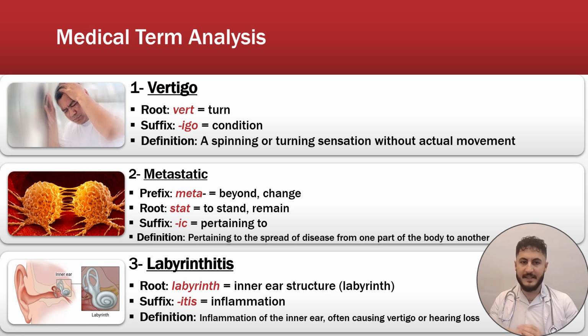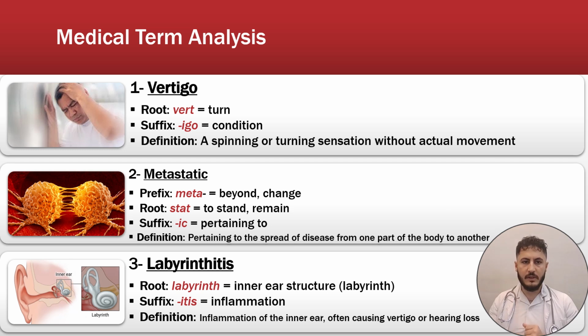And we have metastatic. The prefix meta means beyond or change. The root stat means to stand. And the suffix ic means related to. So metastatic describes cancer that has changed its location, spreading from the original site to other parts of the body.